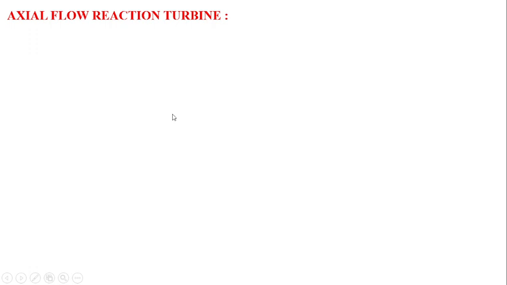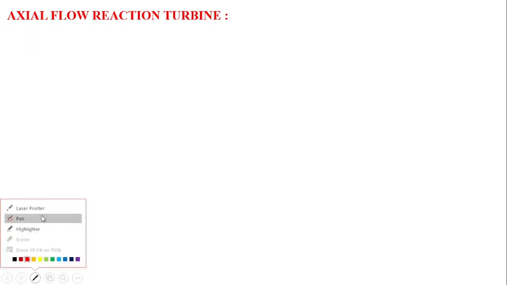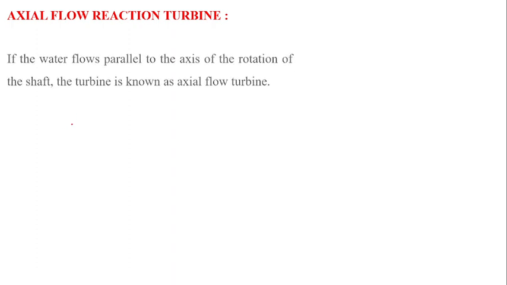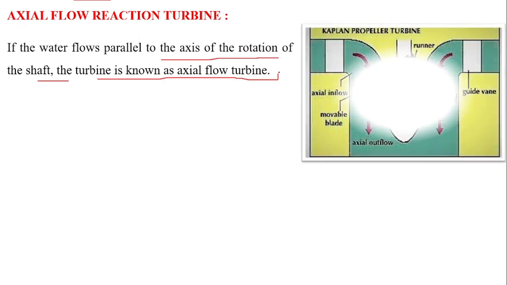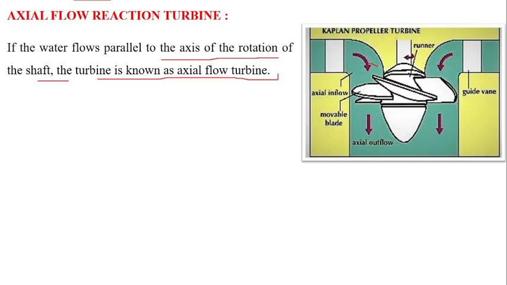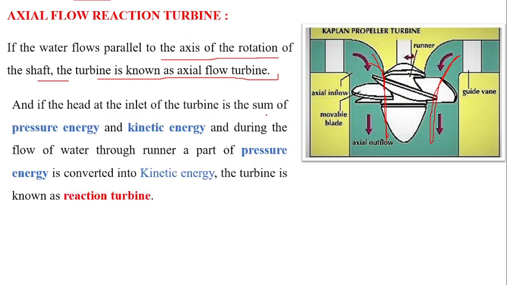Now we are going to explain the axial flow reaction turbine. In an axial flow reaction turbine, the water flows parallel to the axis of rotation, and the turbine is known as an axial flow turbine. You can see that water flows axially. Water flows axially in the Kaplan propeller turbine.